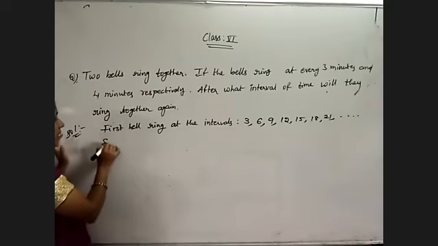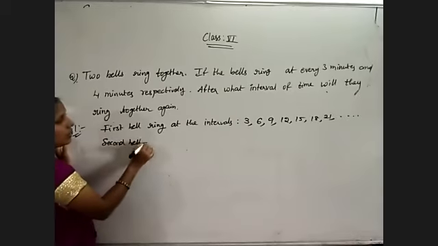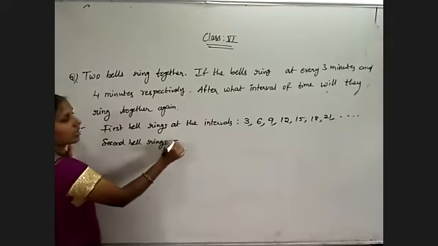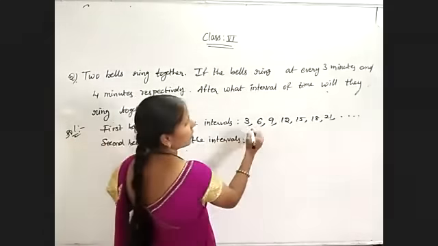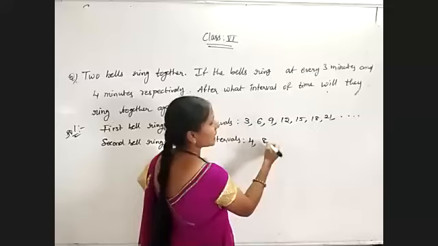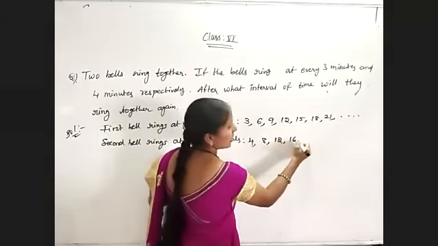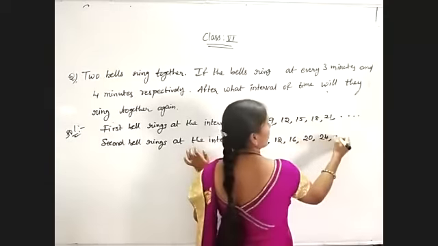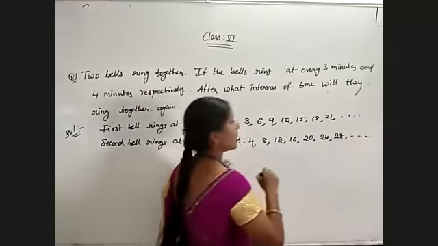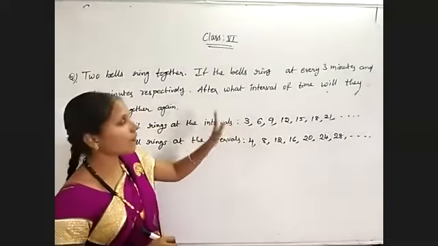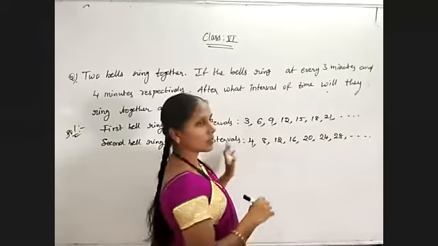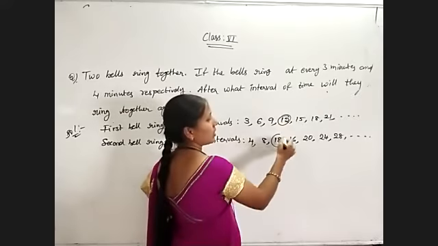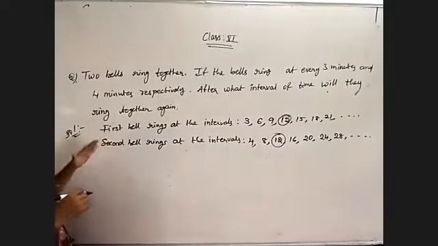And now second bell rings at the intervals 4, because every 4 minutes it is ringing. 4 twos are 8, 4 threes are 12, 16, 20, 24, 28, and so on. Now observe, first of all they are ringing together. After what time will they ring again, it is asking. So what are the common multiples of 3 and 4? Observe, what is the least common multiple? 12. Means after 12 minutes they will ring together again.